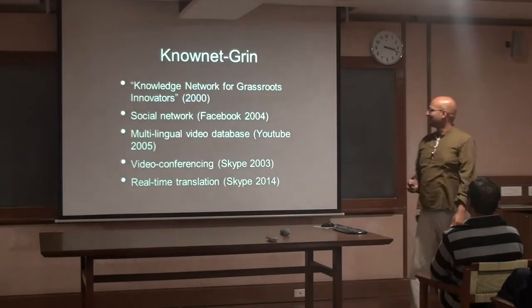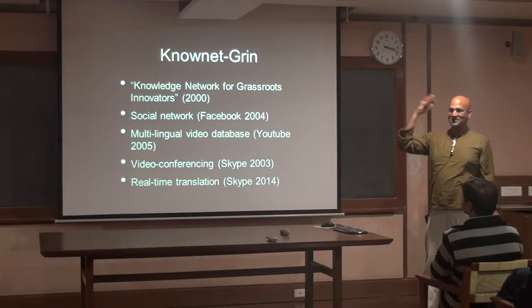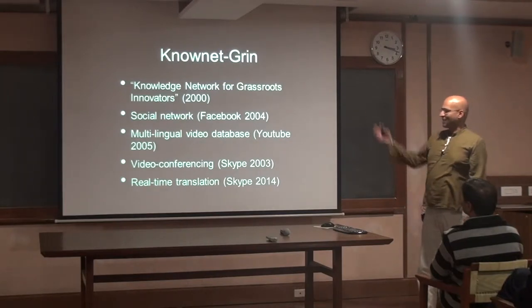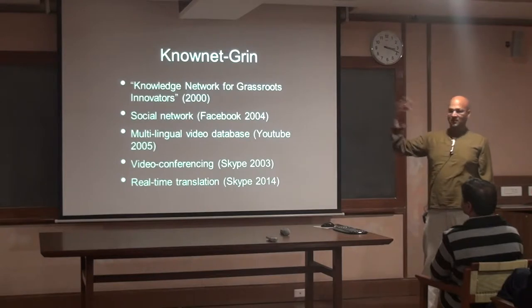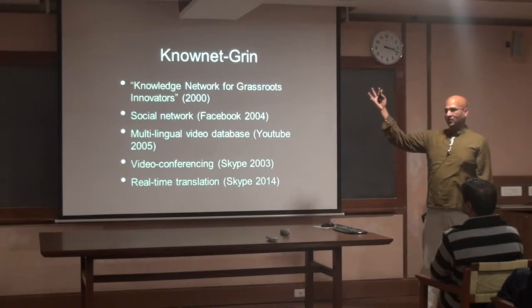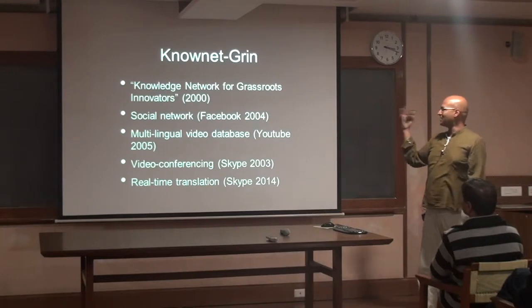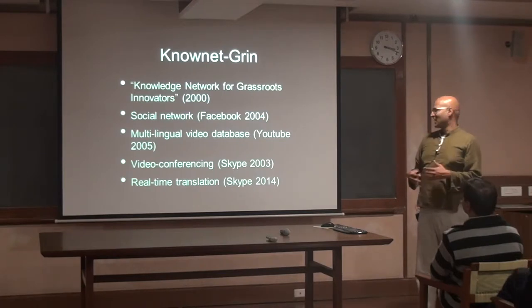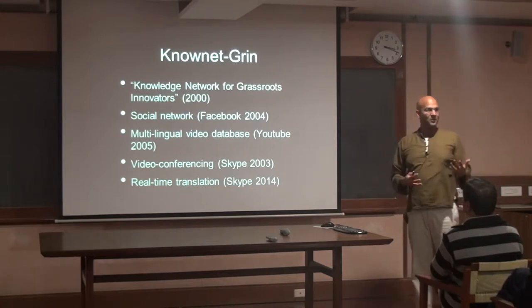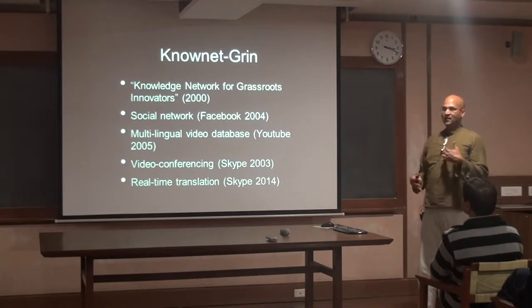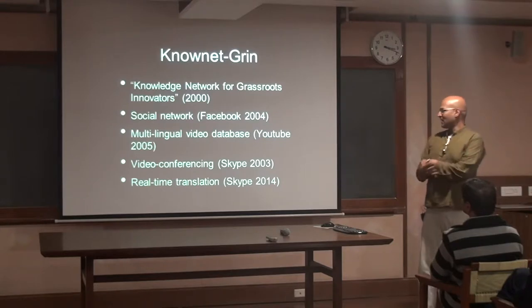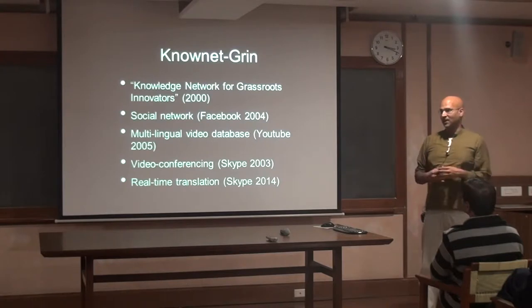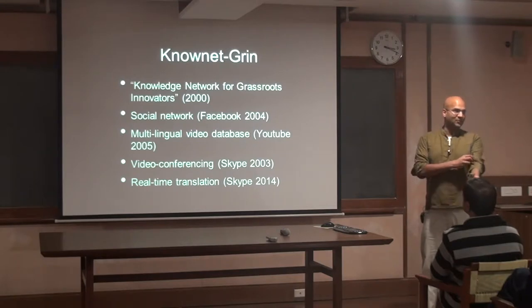If you think about this, this vision was in the year 2000, and I'm sure he had it in his mind for many years before that. It had elements that weren't even available in consumer internet technologies in the developed world or to relatively affluent populations. It had the idea of a social network, which wasn't really broadly implemented until Facebook did it in 2004. It had the idea of a multilingual video database, which wasn't widely available until YouTube did it in 2005. The idea of video conferencing wasn't widely available until Skype did it in 2003. And then the idea of real-time translation still isn't really possible, except for a very small number of languages. Just in the last year, Skype and Google have made a lot of progress on that problem.